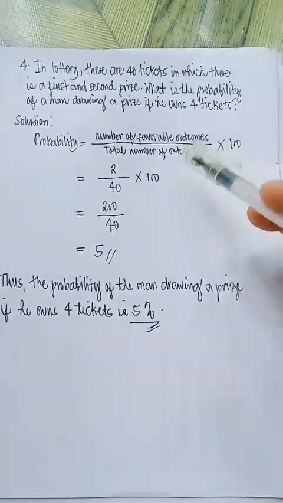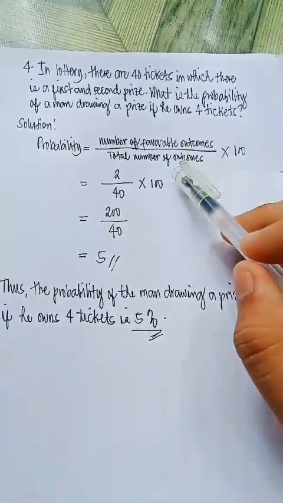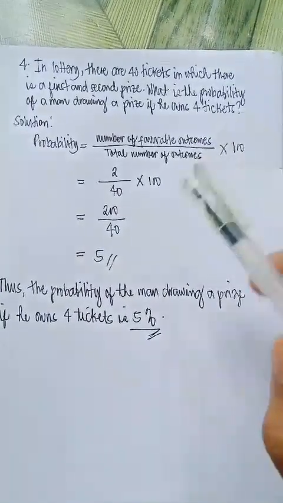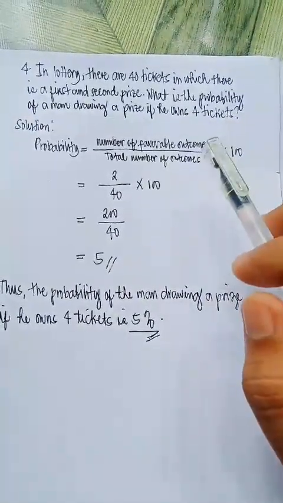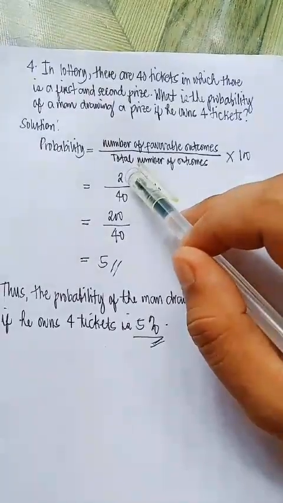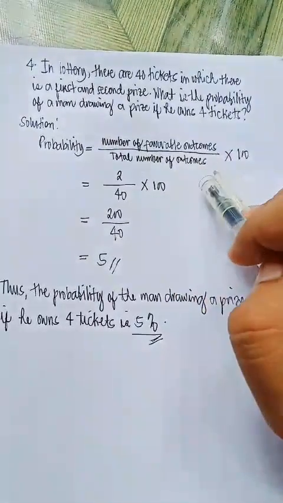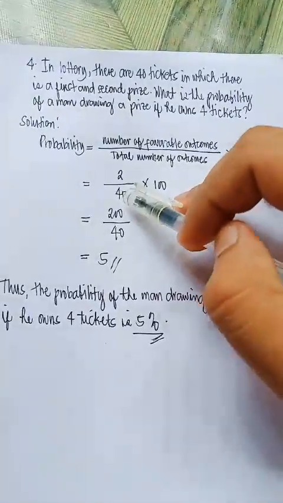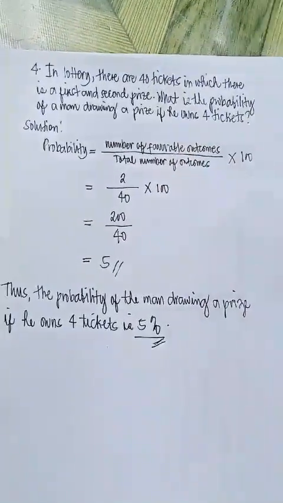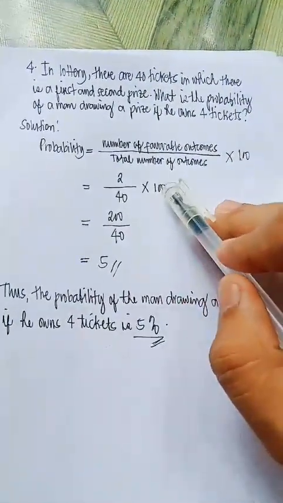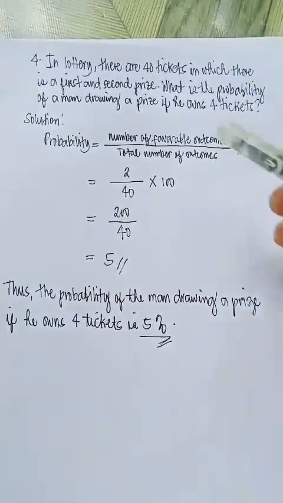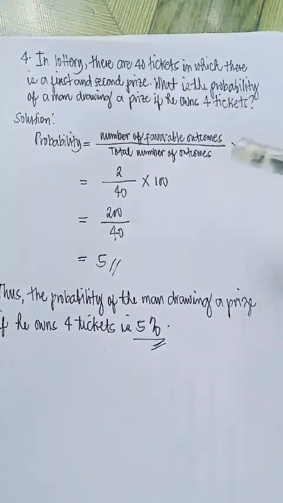Now that we already have the formula, next thing is we substitute the given values to the formula. The number of favorable outcomes based on our problem is 2. That's why we have here 2. And the total number of outcomes is 40, which is also based on our problem, the 40 tickets. And times 100, since we're looking for the percent of probability. So we can now proceed answering.